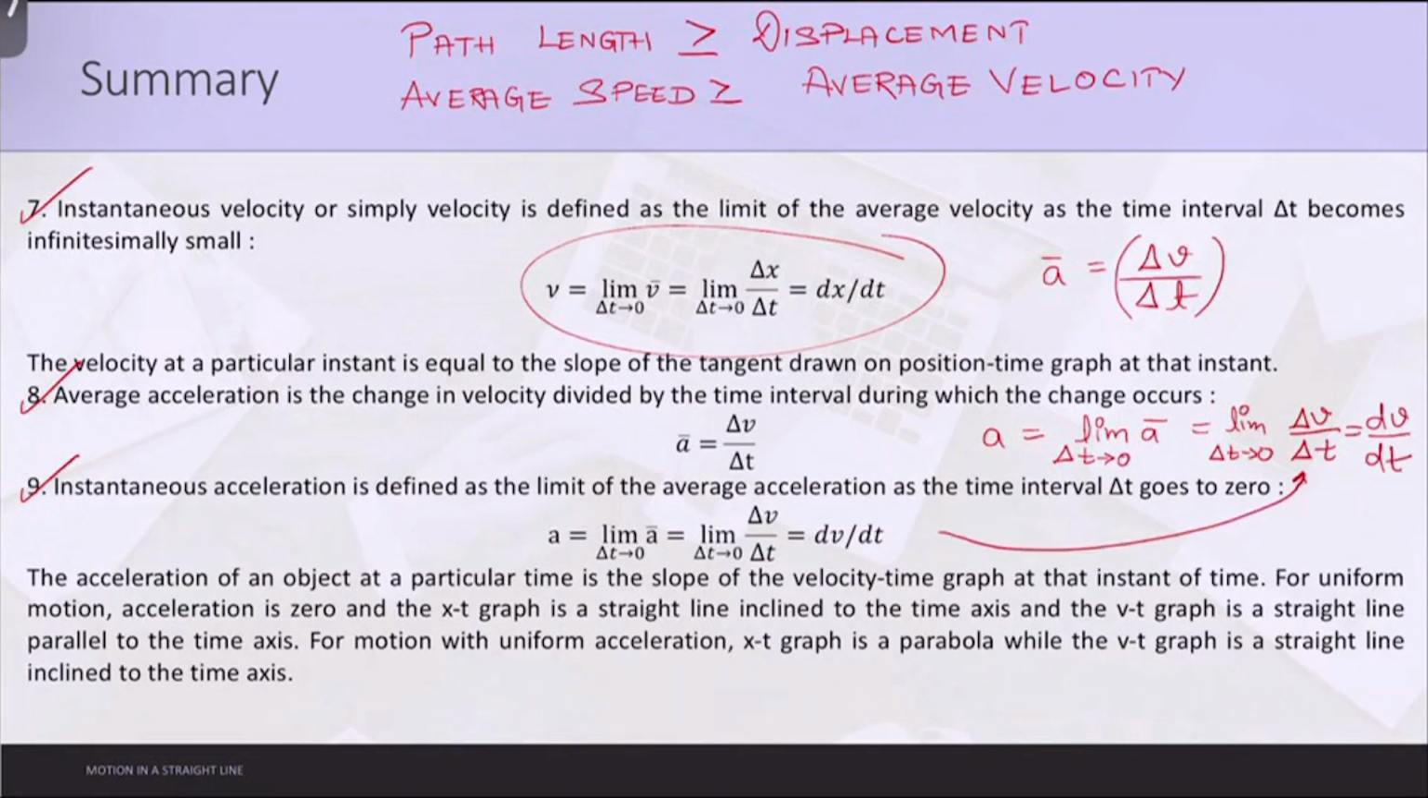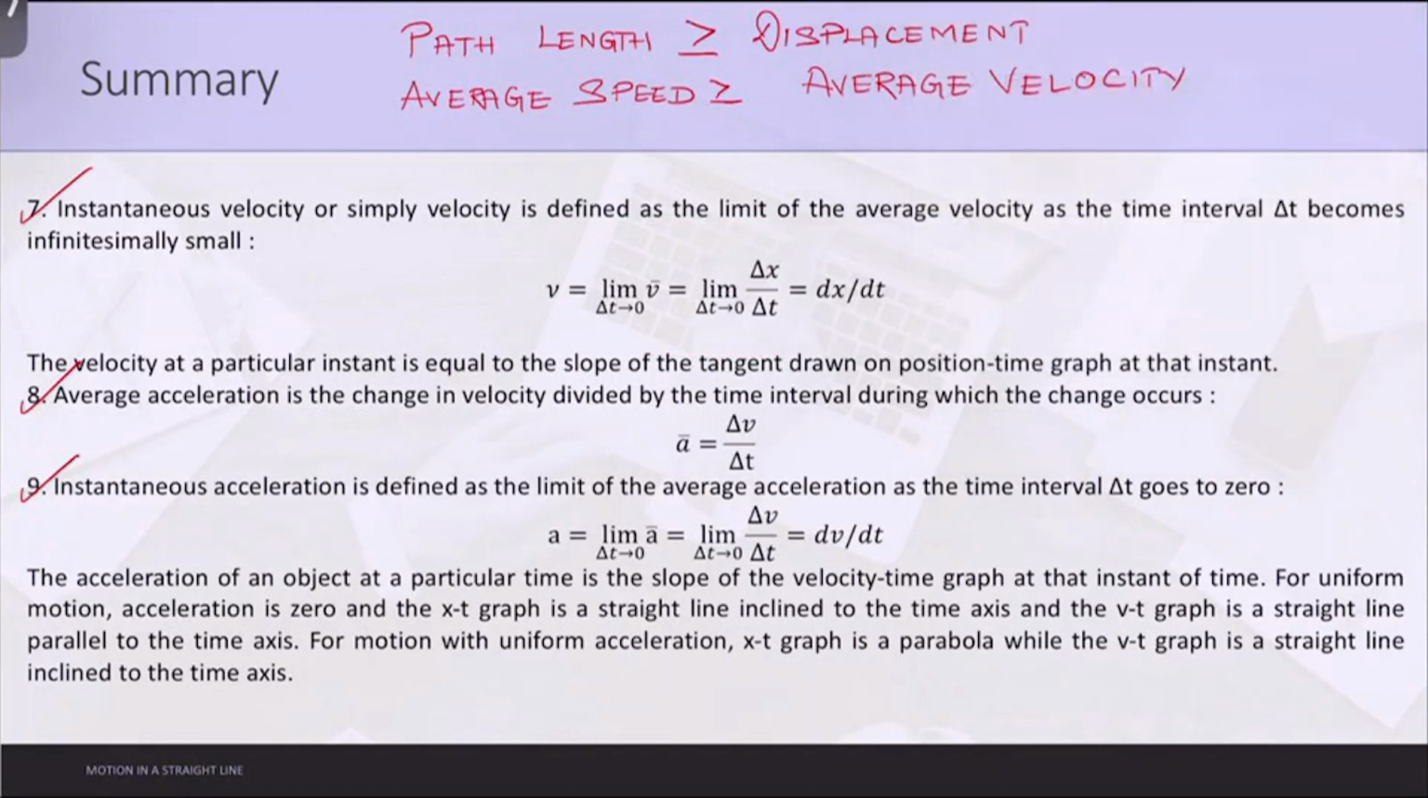Okay, next thing is the acceleration of an object at a particular time is the slope of the velocity time graph at that instant of time. Okay, so what does this line say? I will try to explain again. This line just says that let us say I make a velocity time graph. So at a particular time, let's say this is the velocity time graph, and the acceleration is nothing but the slope of the velocity time graph at an instant of time.